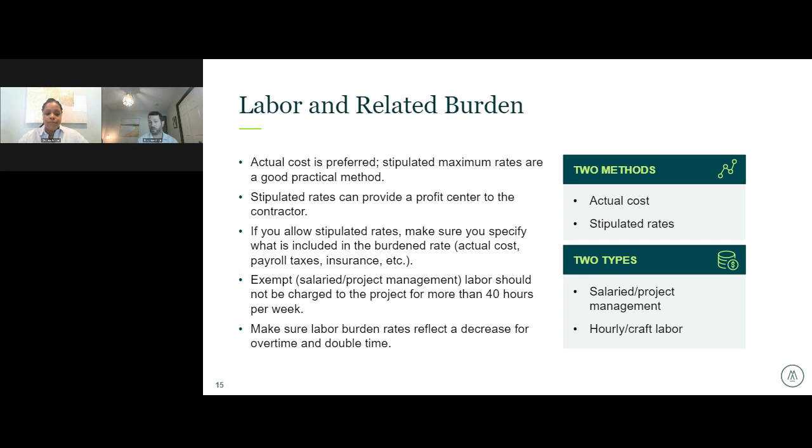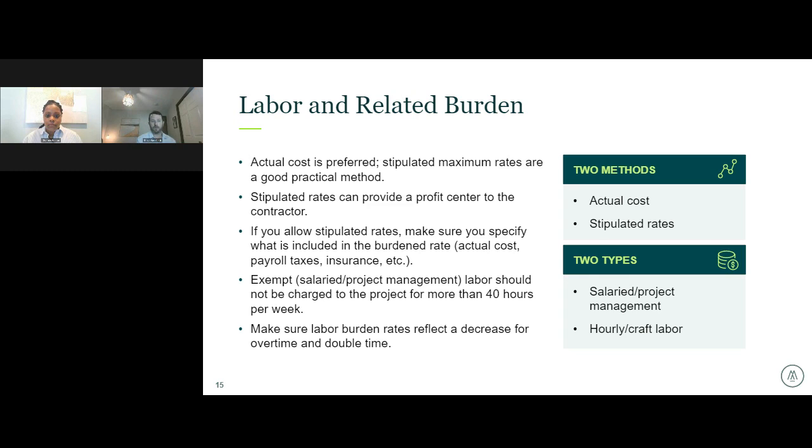Stipulated rates are also a common labor methodology that we see. The risks include potentially having excessive profit within those. So it can potentially be an area of profit in addition to the stated fee that was procured. So if you do stipulated rates, ensuring that you have market competitive checks confirming that the rates are aligned with market so that you're not paying more than you need to.